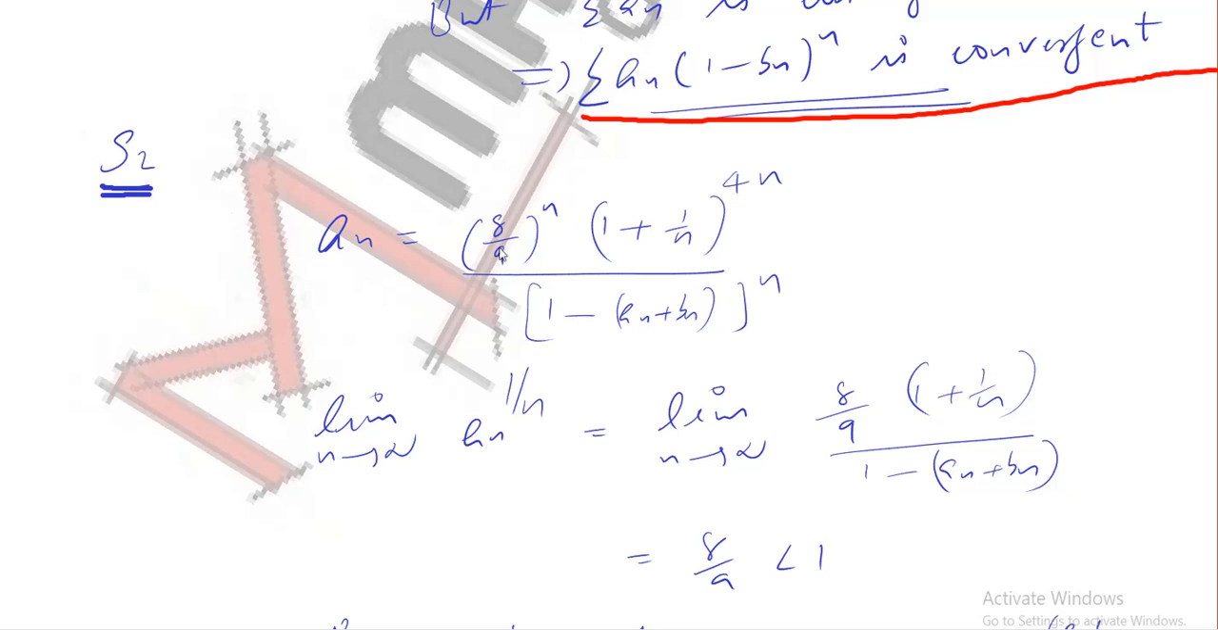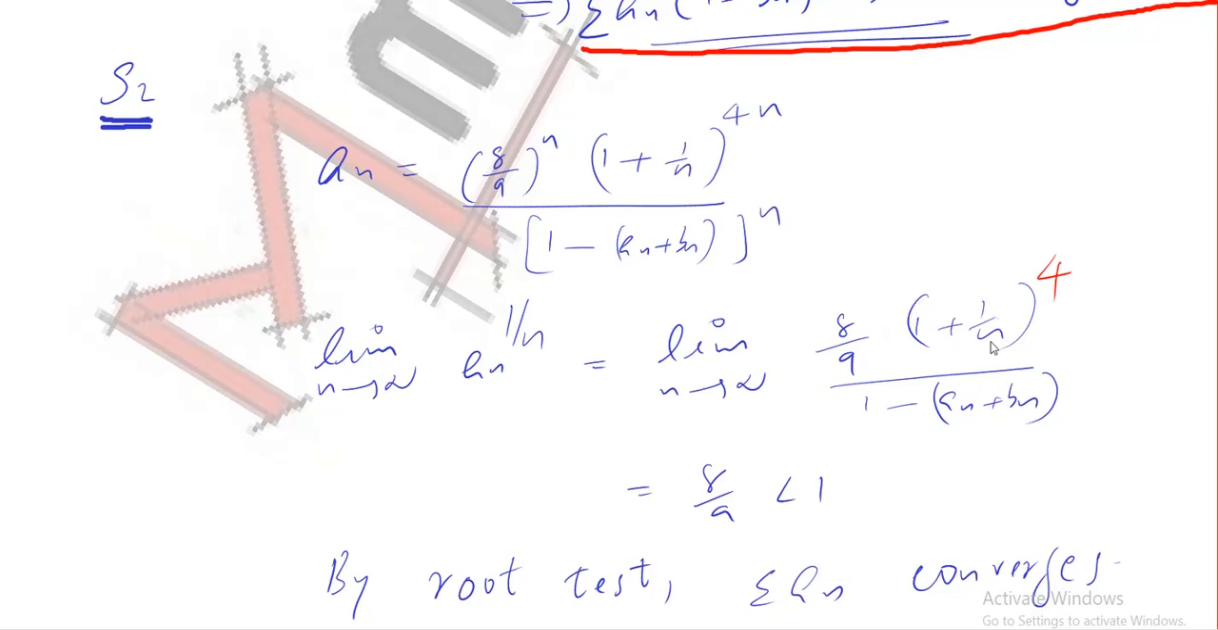Now consider the second one, and here you can observe one thing that every term has got a power n. Therefore, it's always better to apply Cauchy's root test. Take the whole thing to the power 1 by n, so that it becomes limit n tends to infinity 8 by 9 times (1 plus 1 by n) to the power 4 divided by 1 minus an plus bn. So as n tends to infinity, this one will be 1, and an and bn go to 0. Therefore, this one also will be 1. So the answer is going to be 8 by 9, which is less than 1.